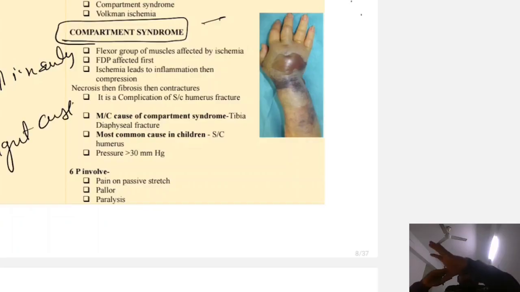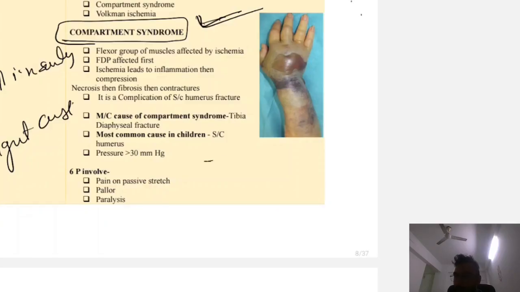What will a tight cast do? If you apply a tight cast all around, this will increase the pressure, this will increase the compartmental pressure and it can lead to compartment syndrome. And the second cause can be the fracture, which leads to increase in swelling, which leads to increase in compartmental pressure and it causes compartment syndrome.